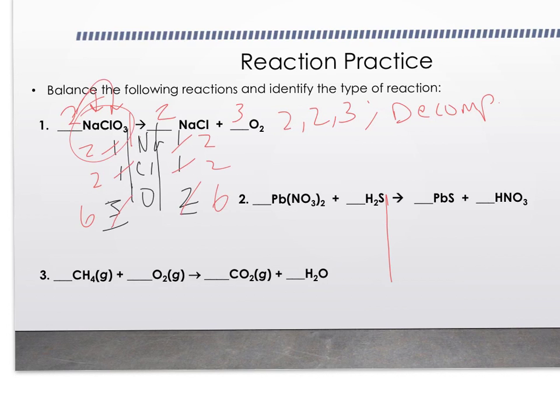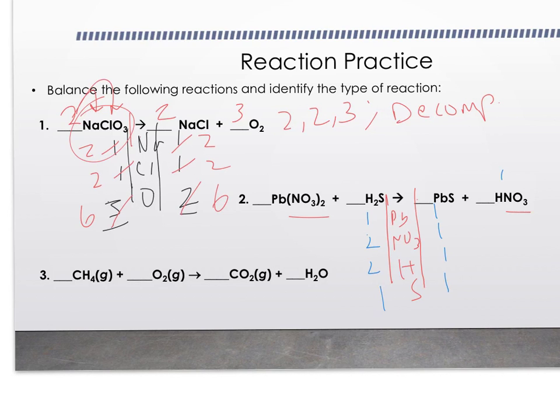On the next one, I'm going to draw my divider and write the elements. So I have Pb. Ooh, I can keep my NO3s together, since they are both on the left and the right side. I have hydrogens and then I have sulfurs. Let me change the color here. Alright, so on the left side I have 1 Pb, 2 nitrates, 2 hydrogens and 1 sulfur. On the right I have 1 Pb, 1 S, 1 hydrogen and 1 NO3.